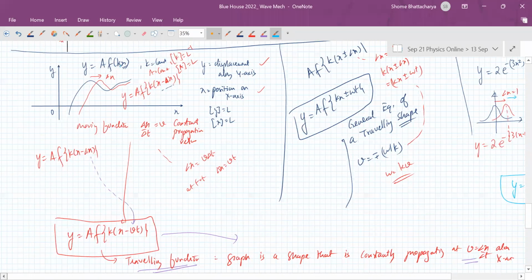So if I replace x with x minus delta x in y is equal to f of kx, the whole graph is shifted by delta x. So like that, if I now think delta x is some constant v into t, that means it's shifting uniformly with respect to time. So instead of a fixed stationary shape, it becomes a moving shape. Now, if we track that graph with respect to time, we are seeing that the shape is remaining fixed, but it's traveling along the x-axis. So hence this becomes the general equation of a traveling shape or a traveling graph.